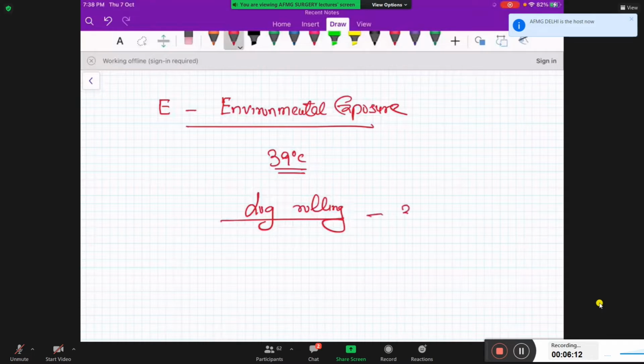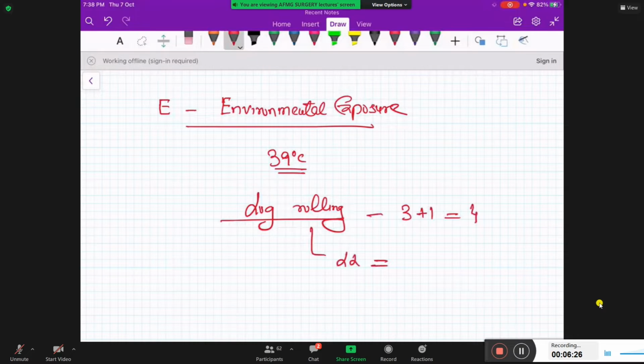It is 3 plus 1, that is 4. But please be very careful in this. If they ask you how many individuals are required for log rolling in a patient with lower limb fracture, it is 5. Otherwise, minimum 4.